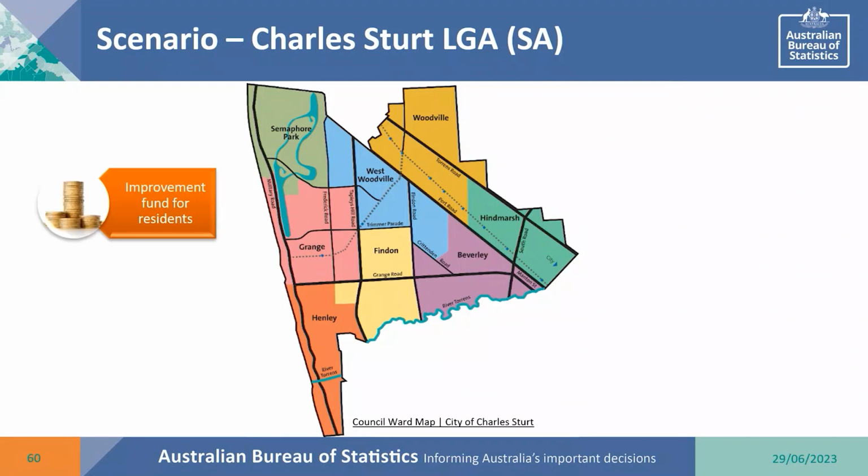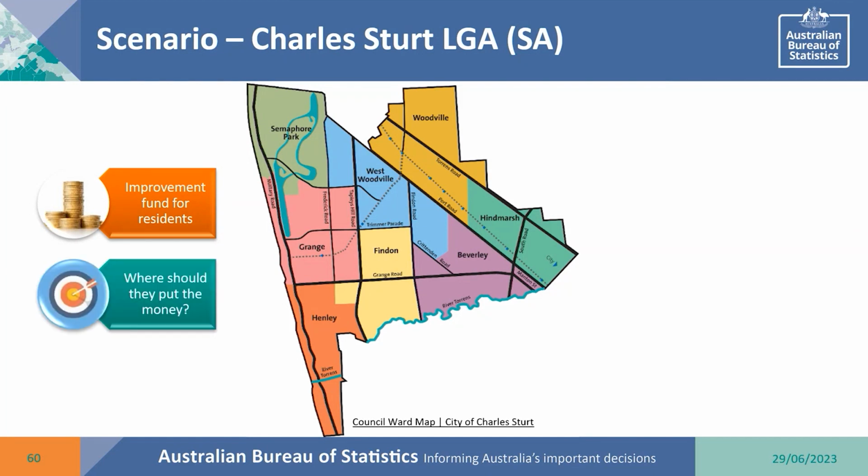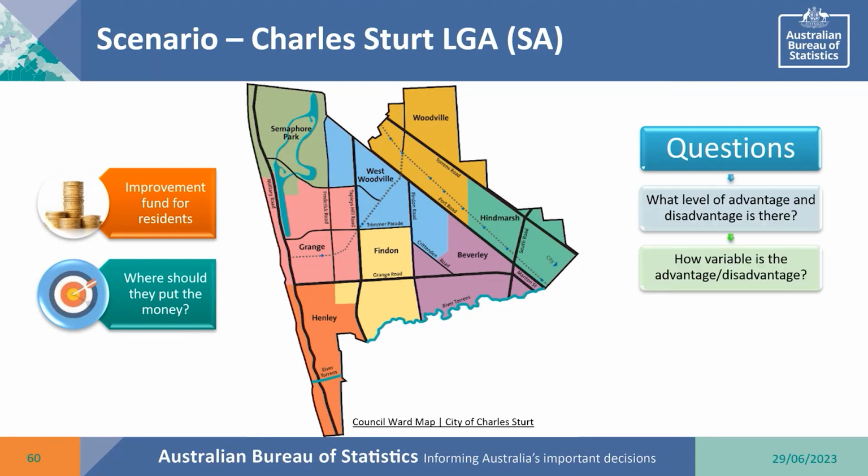Suppose Charles Sturt local government area has been given a grant for improvements within their region to help those who need it the most. Let's ignore the local knowledge staff at the LGA would likely have, because any decisions they make will need an evidence base to justify them. The question is, where should they put the money so that they get the best outcome for the most people within the region? Some questions that seem relevant to start with are, what level of advantage and disadvantage is there? How variable is the advantage and disadvantage? And what factors are influencing advantage and disadvantage? That sounds like a job for SEIFA.